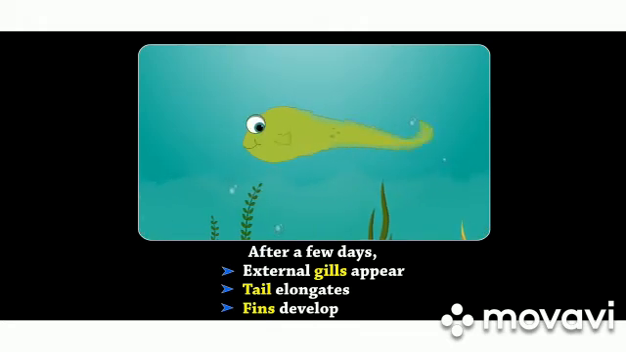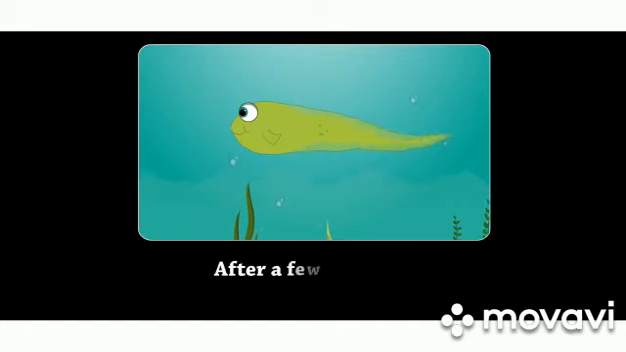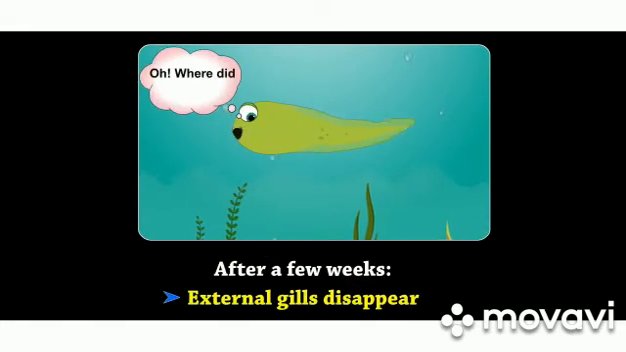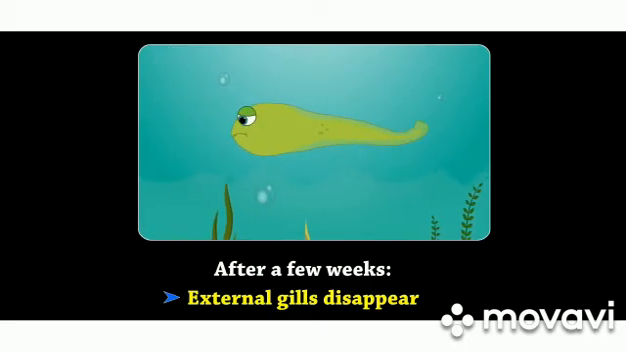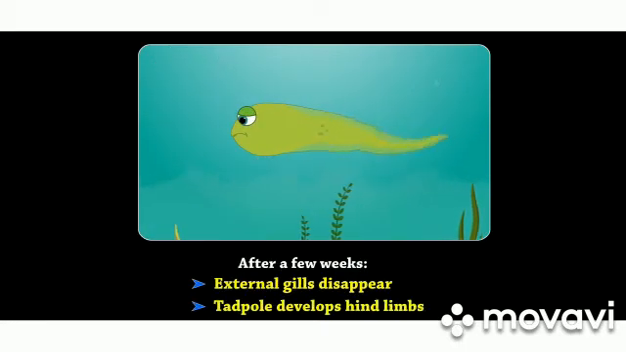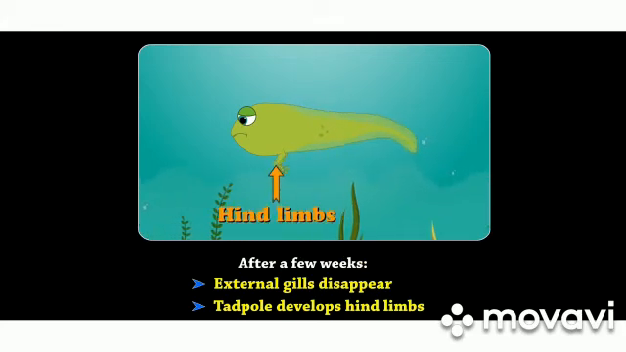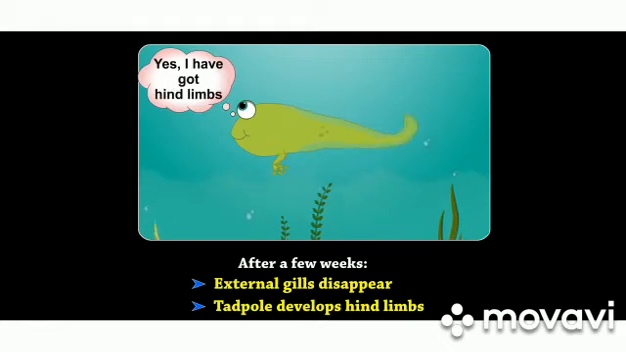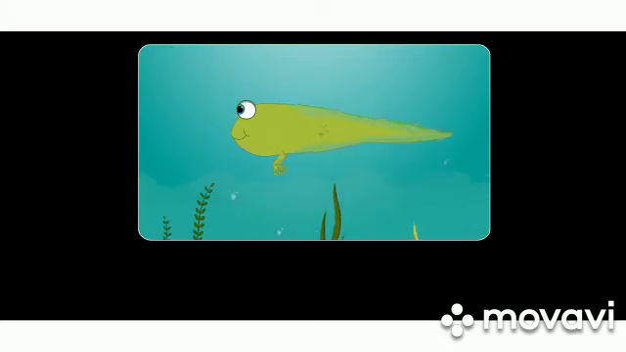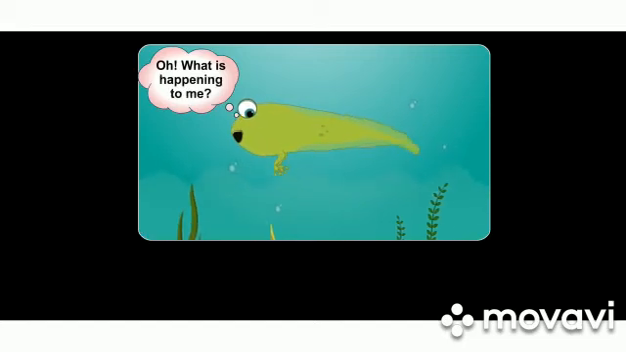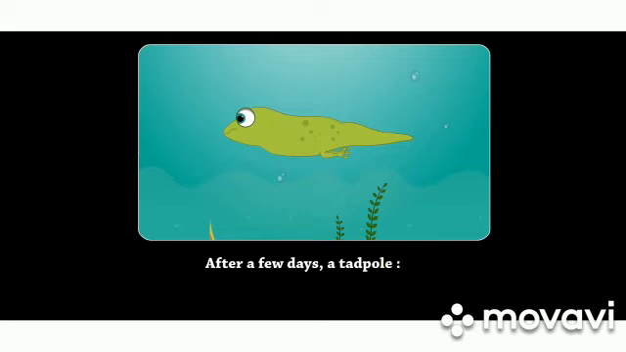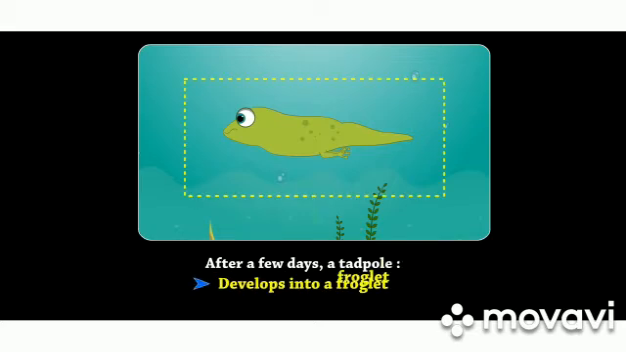And we know that a frog doesn't have a tail and it has 4 legs. So during these stages, the gills will disappear and the tadpole will develop hind limbs or legs. 2 back legs it will produce. And the tail will start reducing and 2 more legs, front legs, will appear. During this stage, the tadpole is called a froglet.